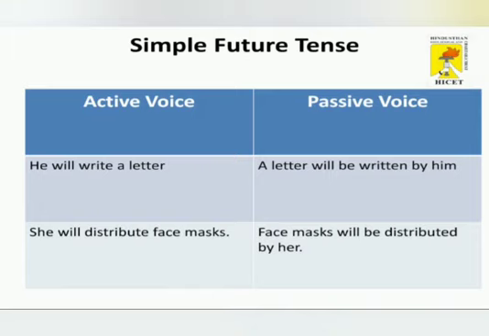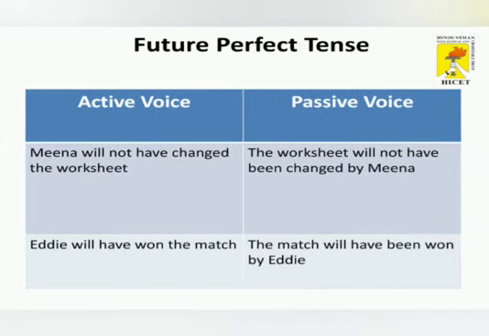Passive voice in simple future tense can be framed using will be plus V3 form of the verb. Like he will write a letter, a letter will be written by him. She will distribute face masks, face masks will be distributed by her. To form passive in future perfect tense, we use will have been plus V3 form of the verb in passive. Meena will not have changed the worksheet. The worksheet will not have been changed by Meena. Eddie will have won the match. The match will have been won by Eddie.